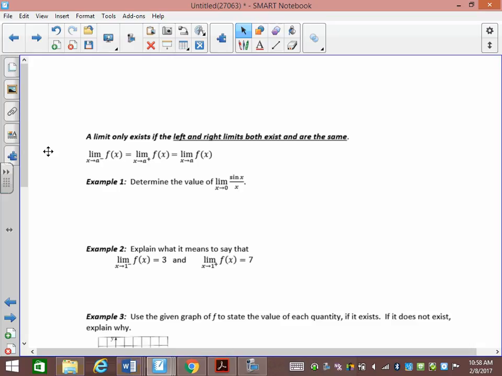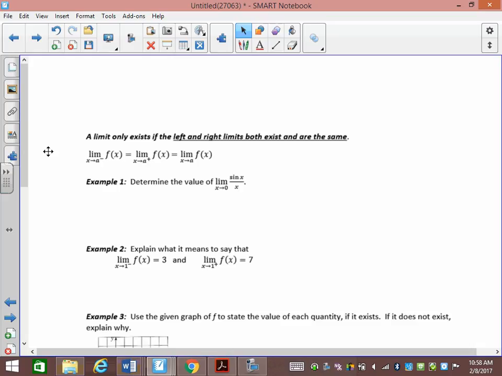Okay? So a limit only exists, this is important, a limit only exists if the left and right limits both exist and are the same. So if the left limit, the limit as x approaches a from the left of f of x, is the same as the limit as x approaches a from the right of f of x, then the limit as x approaches a of f of x is the same as these two. So like I said, the limit as I approached from the left was 6. The limit as I approached from the right was 6. So the limit as I approach just the value is 6.